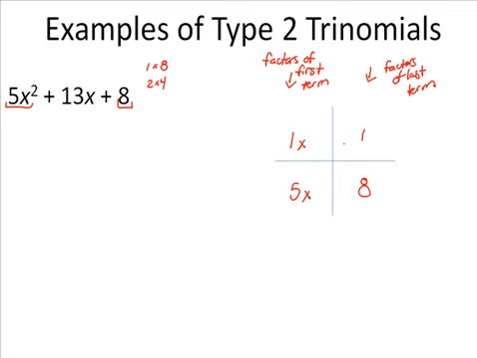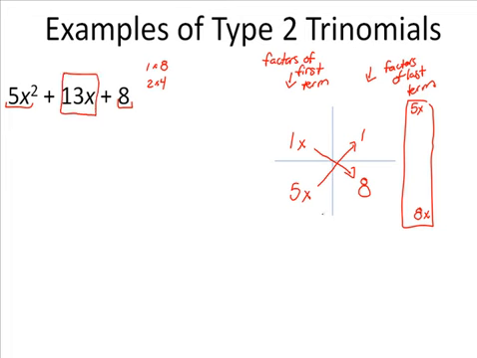Now I haven't assigned signs to my factors of my last term just yet. What I want to do is check the cross products. Multiply diagonally downward, 1x times 8 to make 8x, and then up, 5x times 1 to make 5x. My goal with the cross products is for them to add together to make my middle term. In this case they do, 8x and 5x.